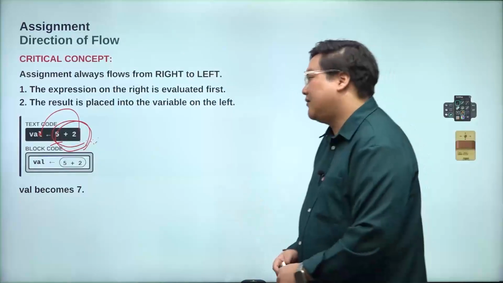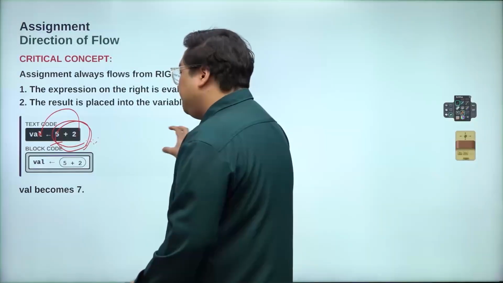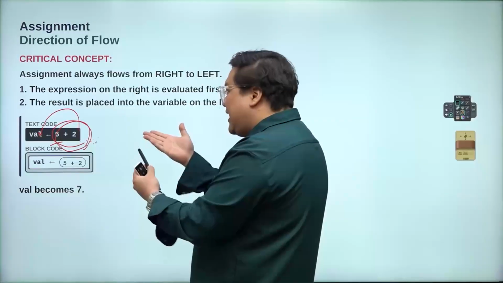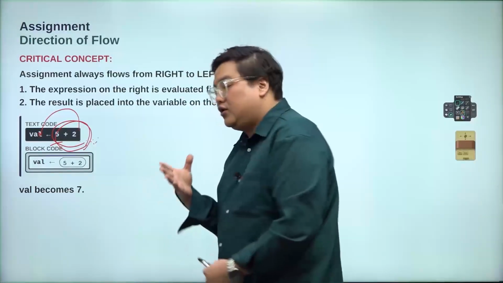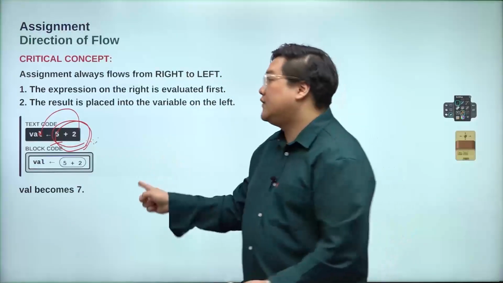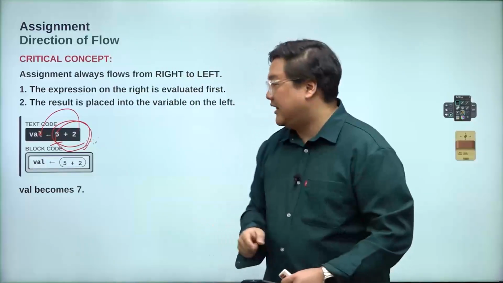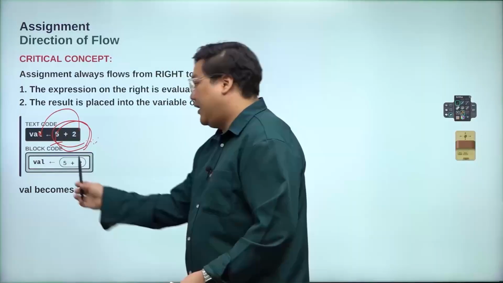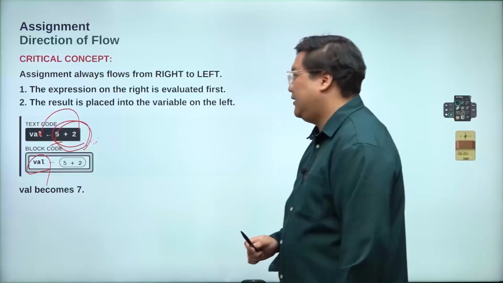That makes sense, right? If we have a long expression, we need it to be resolved into a single value so we can save it to the variable. So after this, val will contain the value 7.